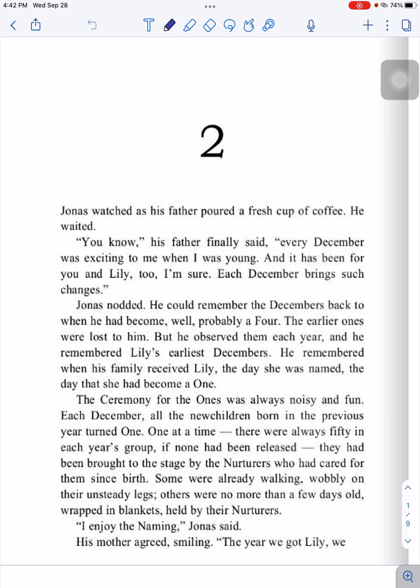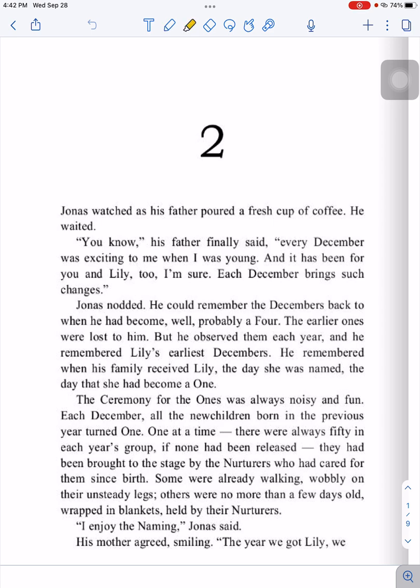Jonas watched as his father poured a fresh cup of coffee. He waited. "You know," his father finally said, "every December was exciting to me when I was young. And it has been for you and Lily too, I'm sure. Each December brings such changes." Jonas nodded. He could remember the Decembers back to when he had become, well, probably a 4. The earlier ones were lost to him, but he observed them each year. And he remembered Lily's earliest Decembers. He remembered when his family received Lily, the day she was named, the day she had become a 1.